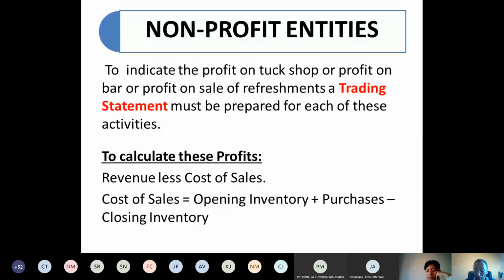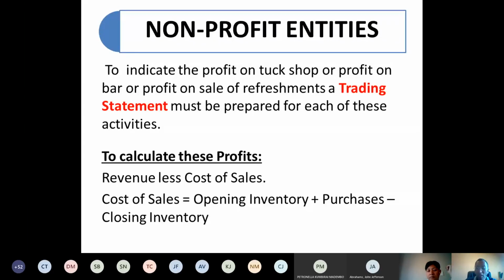Now, when we talk about the bar, or refreshments, or the tuck shop, the question will sometimes require you to do a trading statement. In your trading statement, you are basically just going to calculate the profit on those items. What is the profit that you've made at the bar? Or what is the profit that you have made on the sale of your refreshments?